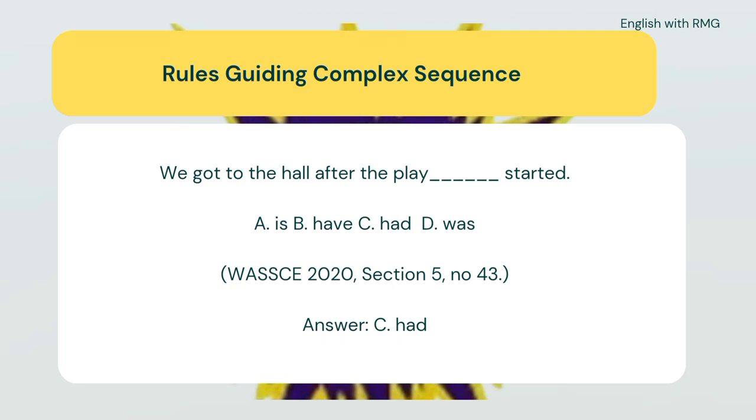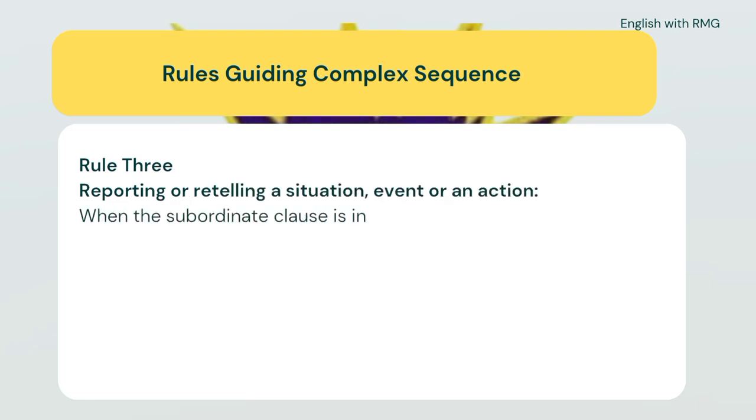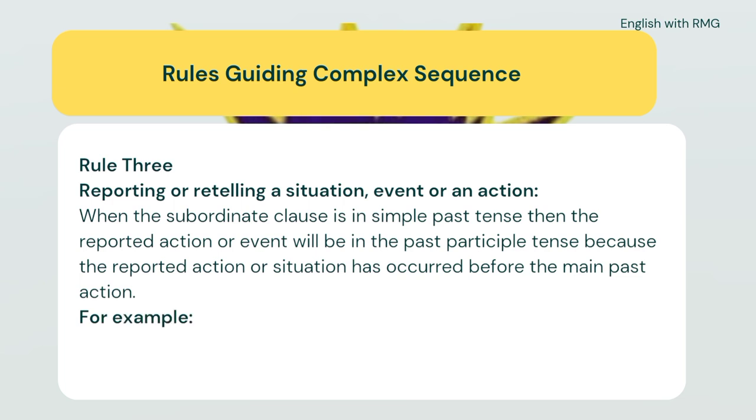Do you understand? For emphasis again, pay more attention to how the questions are answered than to the rules. Now let's move on to the next rule, rule 3, which is reporting or retelling a situation, event, or an action. That is, when an action has already happened and I'm trying to retell or report it, how do I use my tenses in this context? So we have the rule: when the subordinate clause is in simple past tense, then the reported action or event will be in the past perfect tense, because the reported action or situation has occurred before the main past action. It's just similar to what we've done earlier. It's just that it's in different contexts.